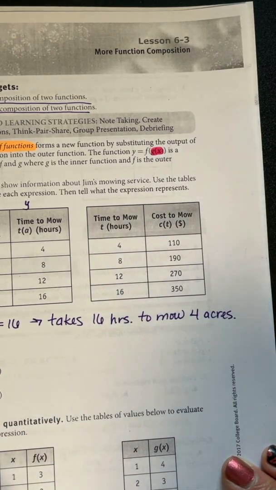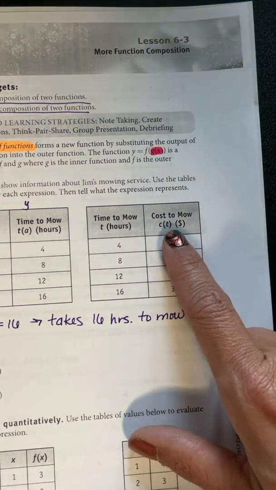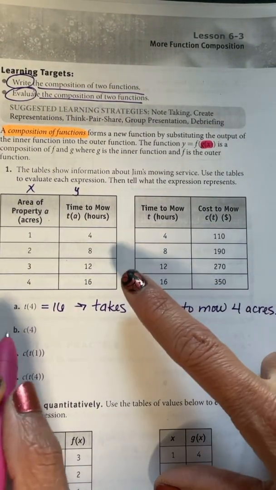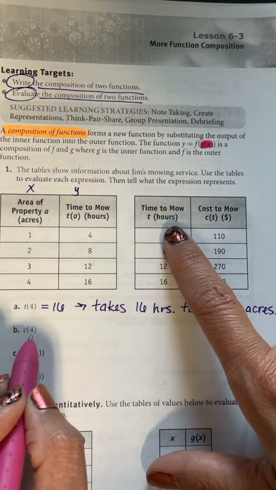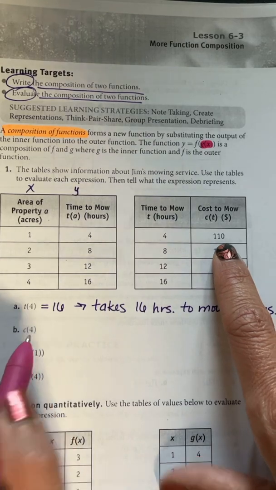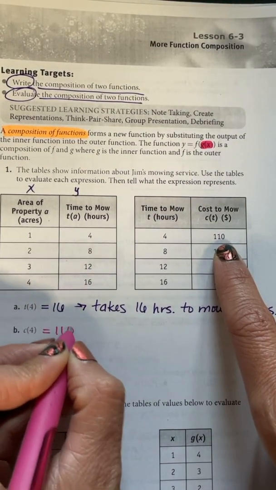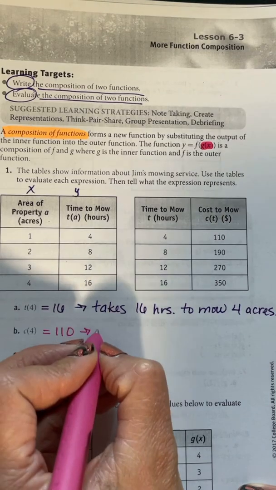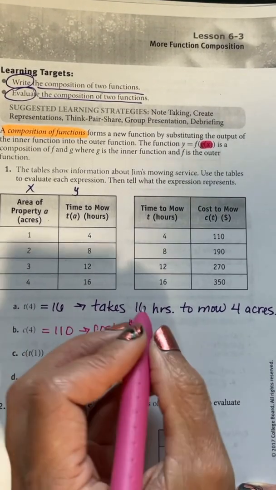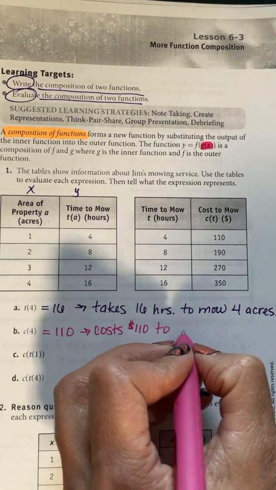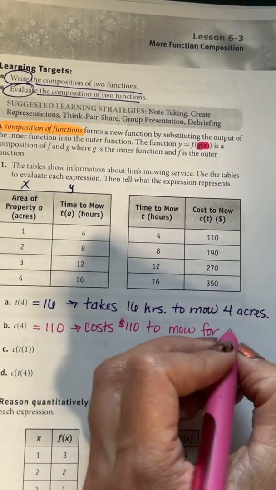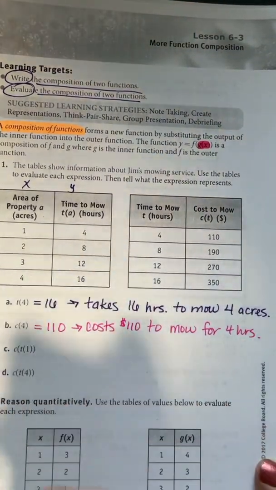All right. Next one, C of 4. We're going to be using the C of T function. Okay. So cost to mow. So when the time is in hours, so when there's 4 hours, it's going to cost $110. So we can say it means this costs $110 to mow for 4 hours.